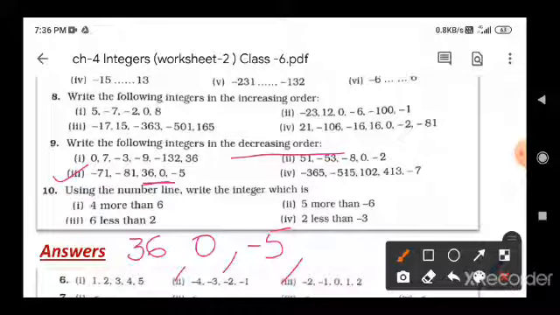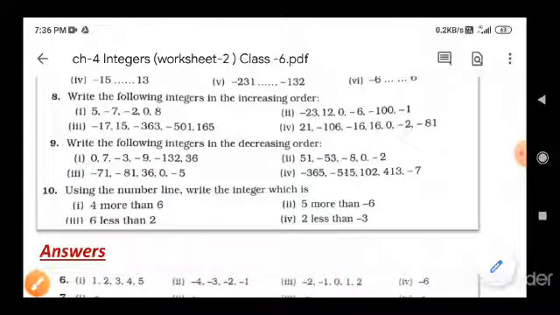After that, negative 71 and then negative 81, because negative 81 is the bigger one, and as much as it is bigger, it will be the smaller. So this is the decreasing order. The last question that is very important also.